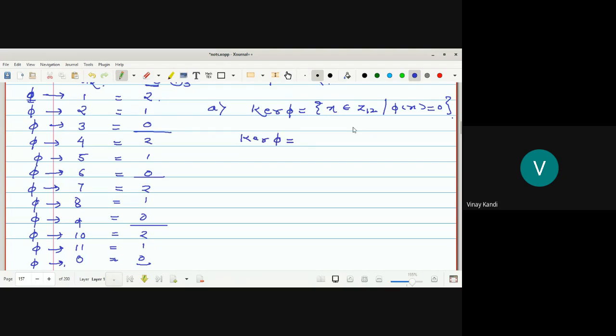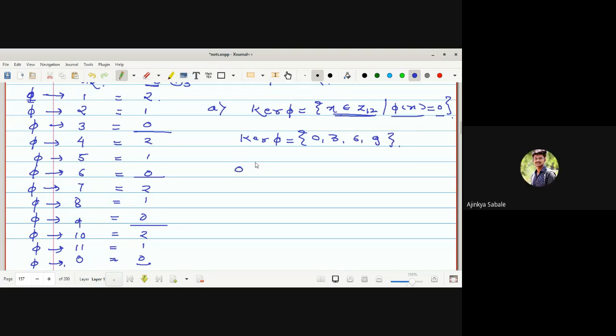Take those elements from Z12 for which phi of x gives 0. Now which elements map to zero? This one maps to 0, 3, 6, this one maps to zero, this one maps to zero. This one maps to 0. Is it correct? Yes. So what is the kernel of phi? 0, 3, 6, 9. Any doubt?